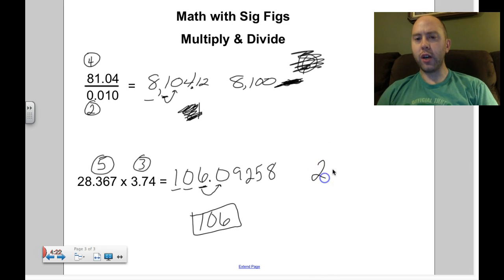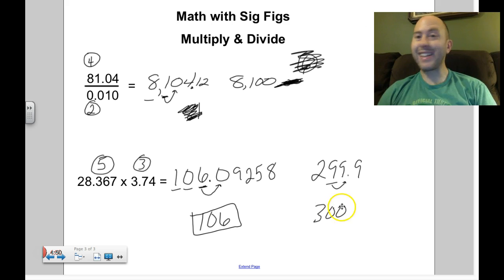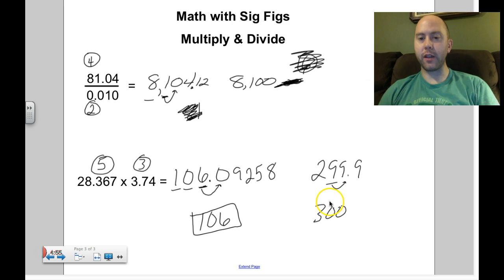Sometimes you get crazy ones where it'd be like 299.9, and you want to have 2 sig figs, or maybe even 3 sig figs. Well, let's go 2 sig figs. How do I change this to 2 sig figs? So I go 1, 2, look at the number next to the 9. That rounds that up, so I get 300. Well, here's the problem. That's not 2 sig figs. That's only 1 sig fig. So how do I make it 2 sig figs?